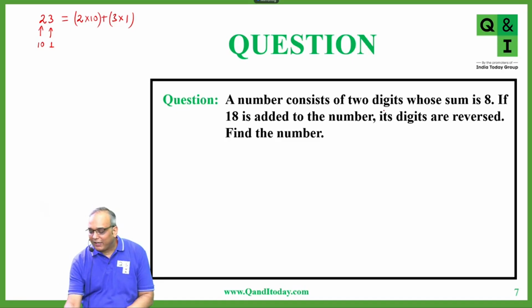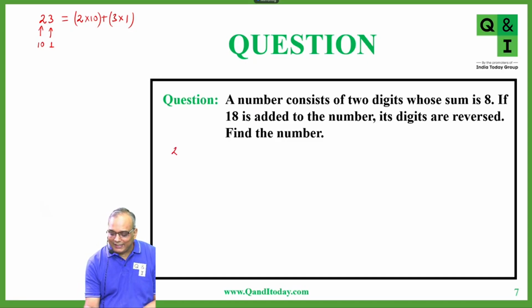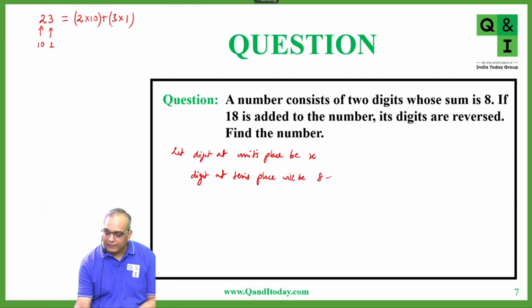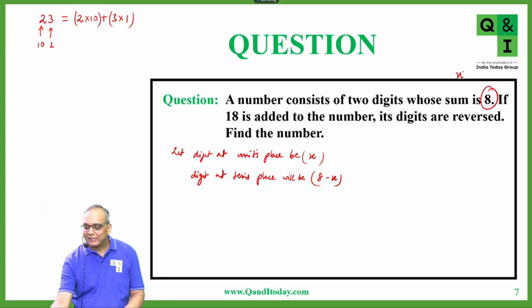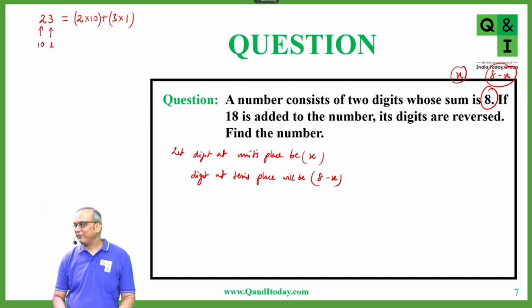Now, if a number consists of two digits whose sum is 8, so that means let the digit at units place be x. Then in that case, the digit at tens place will be 8 minus x, because the sum is 8. If one of the digits is x, other is going to be 8 minus x. Is this clear? Yes, Puvina, correct. 35 is the correct answer. Very good.